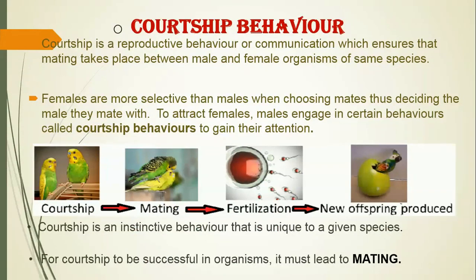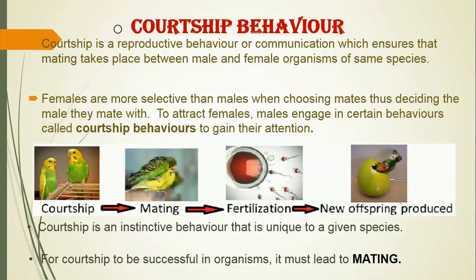So let's look at the meaning of courtship behavior. Courtship is a reproductive behavior or communication which ensures that mating takes place between the male and the female organisms of the same kind. So we can say that before mating can take place, courtship must occur. Now the females are more selective than males when choosing the mate to mate with. Thus, they decide the male they want to mate with. So they actually look for certain criteria that ensure that their young ones are healthy and strong.